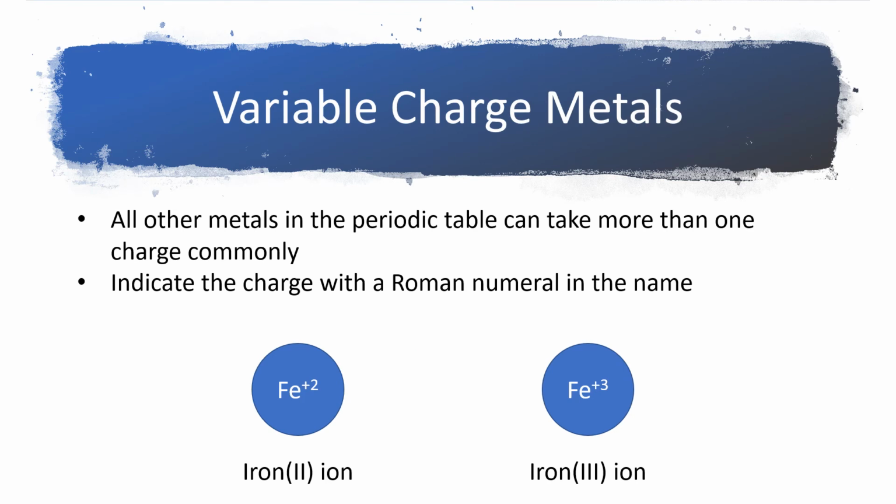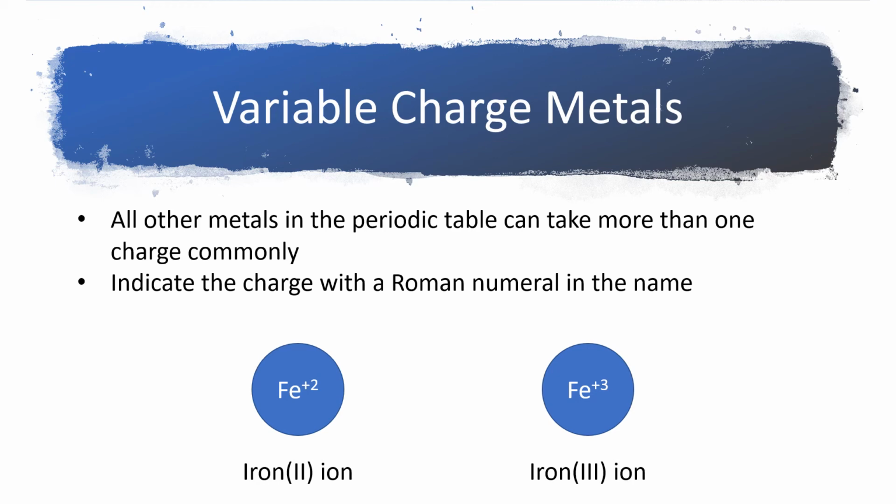So we've looked at the fixed charge anions, the nonmetals, and the fixed charge metals. The vast majority of the metals are all of the ones that were unshaded. They were not purple in the last slide, and they are variable charge metals. They can commonly take more than one charge. And what we will do with these variable charge metals is say in the name of the metal what the charge is with a Roman numeral.